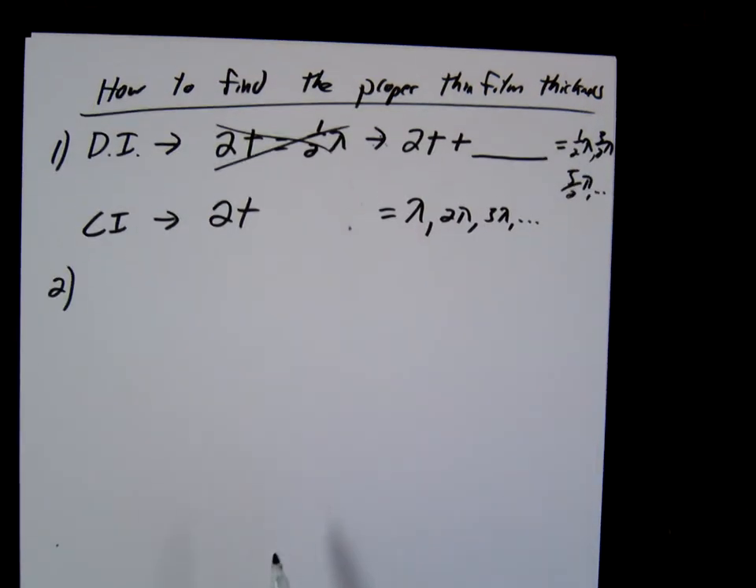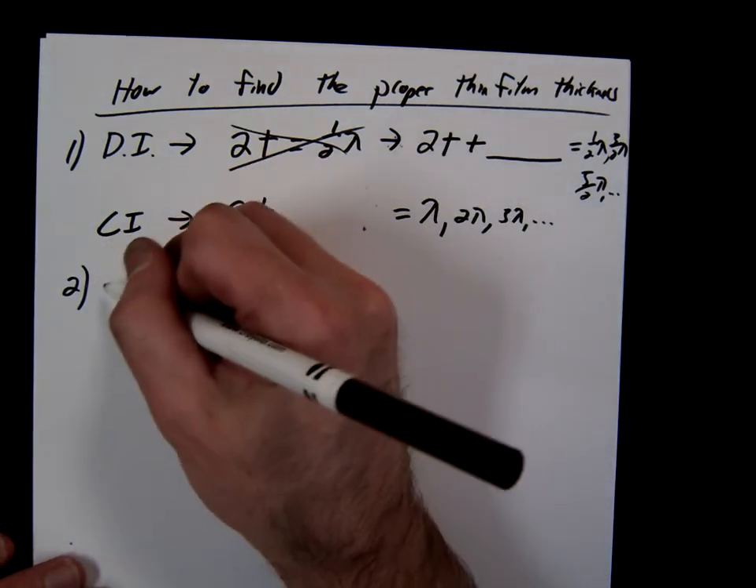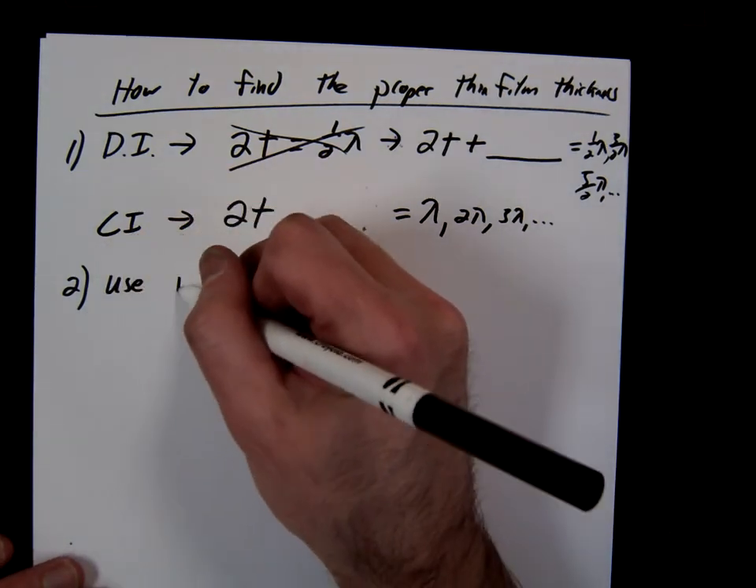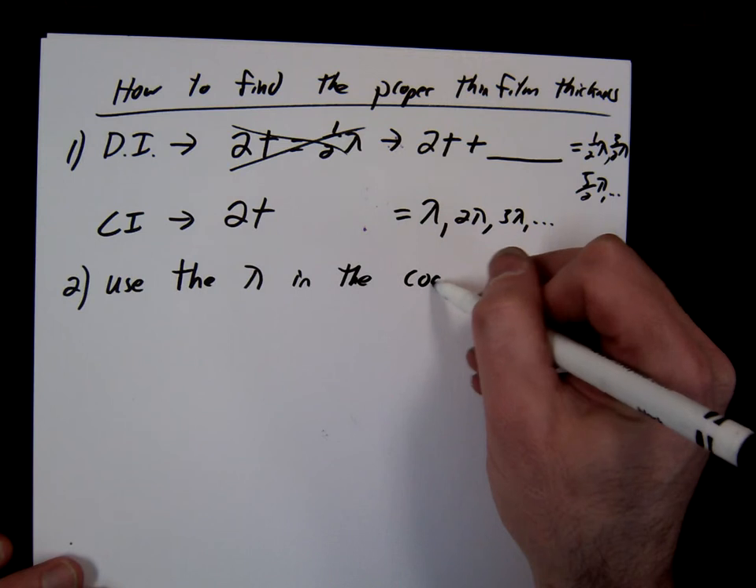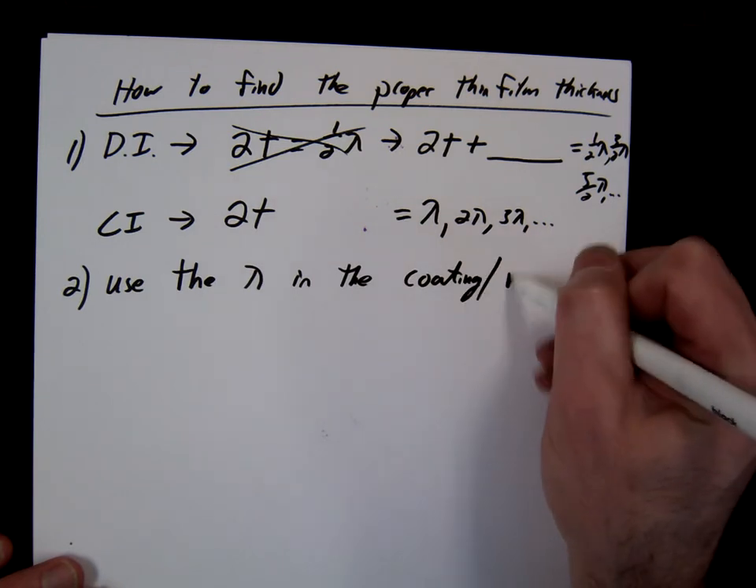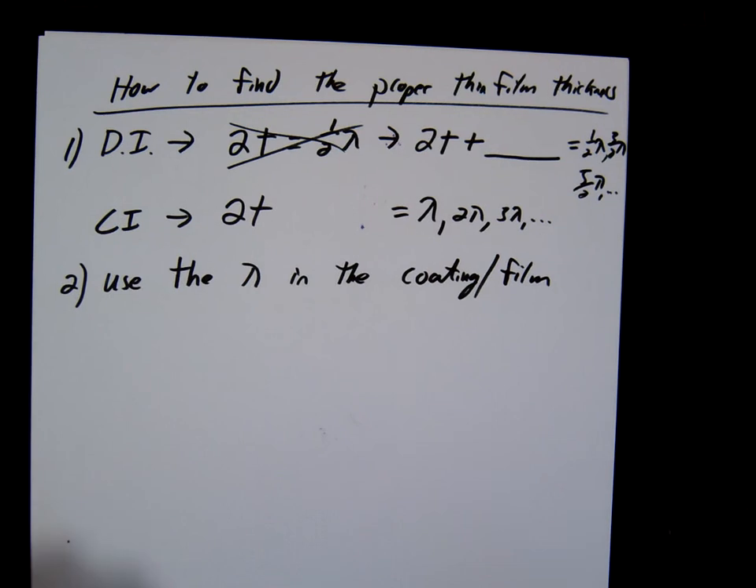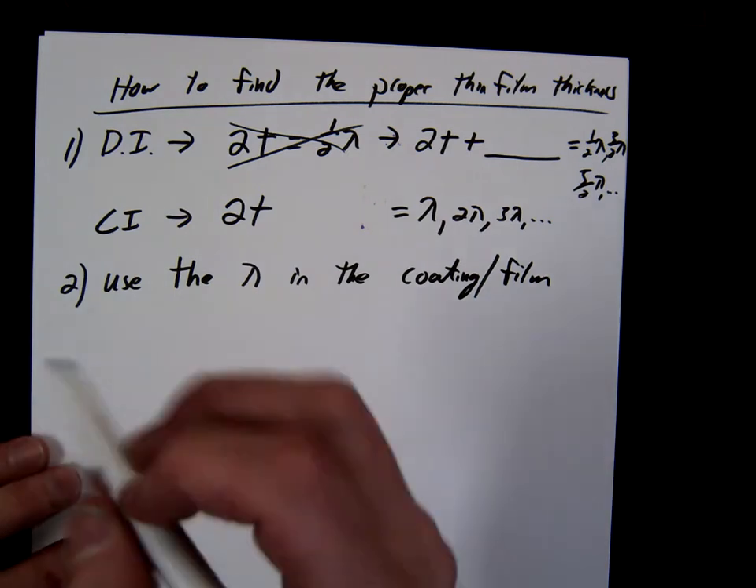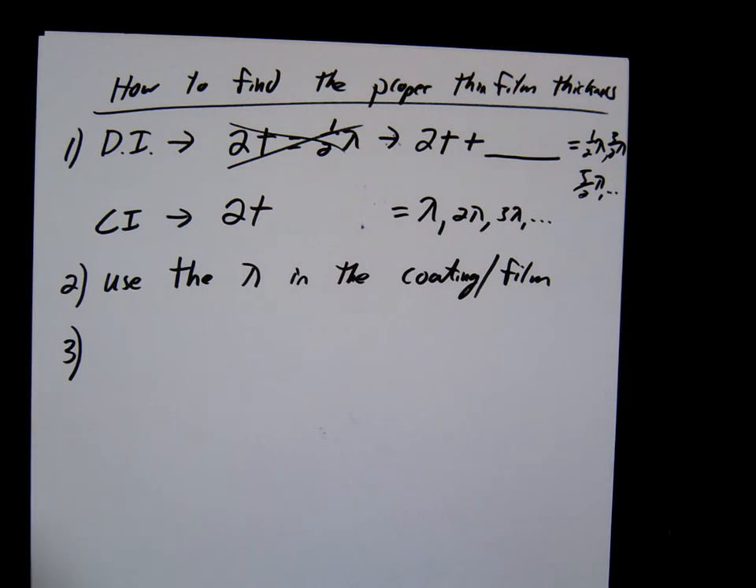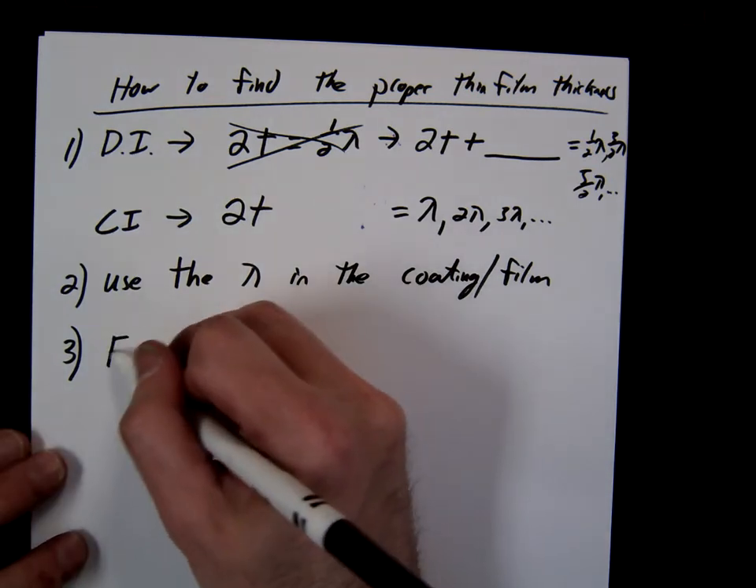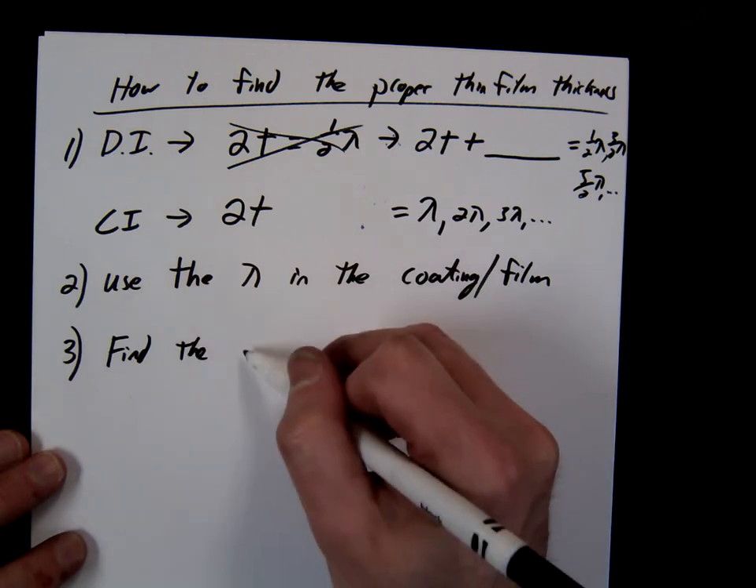So number 2, make sure you use the wavelength in the coating or film. Sometimes they call it a coating, sometimes a film. So you're going to have to calculate that. We did that in the last unit. We'll do an example problem and do it again if you forgot how to do it. Okay, step number 3. You have to find what's called the net phase change.